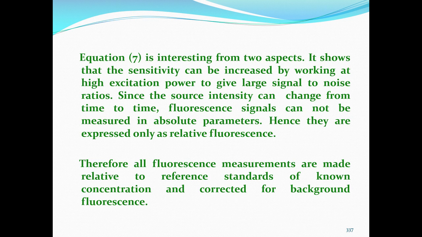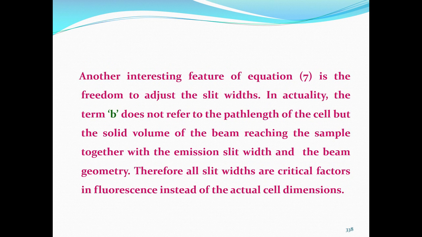If you remember this, you will be mastering the fluorescence methods. So, what all you have to control? You have to control the incoming intensity, that should be as high as possible, and number 2, the solid angle can be increased much more, and then the concentration also can be changed to different molar ranges. So, another interesting feature of equation 7 is the freedom to adjust the slit width.